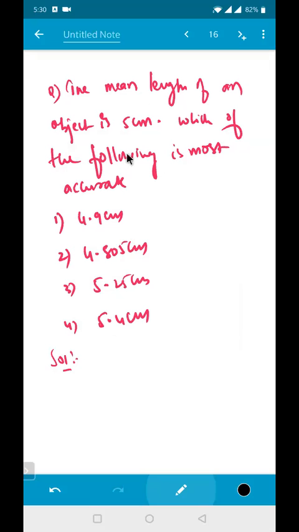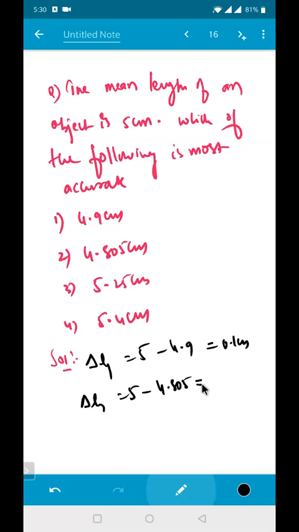You need to check with the options right now, beta. See, the fastest way is delta L minus pi. First one you try to do 4.5. That will be 0.1 centimeters. If I go for the next one, that is nothing but 5 minus 4.805. That is approximately 0.195 centimeters.